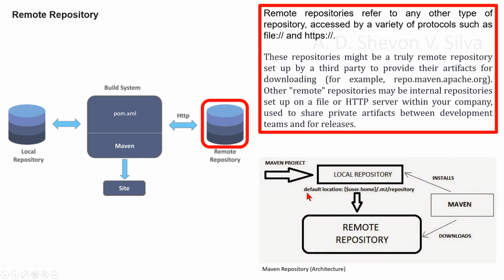The architecture looks like this. When a Maven project is compiled, it checks the local repository for dependencies. If dependencies do not exist, Maven downloads them from the remote repository. Once the dependencies are downloaded, they are installed in the local repository. Once all dependencies are met, Maven compiles the code and the project.